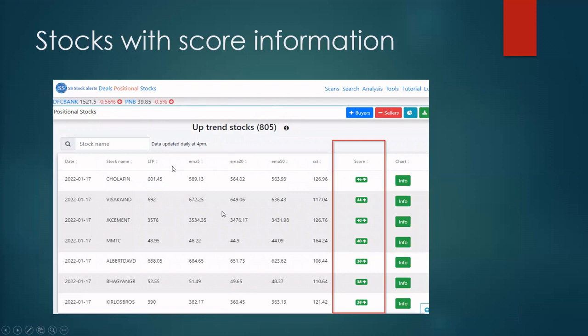Next, where to get the stock score? All over the SS Stock Alerts, you can see the score. But if you want to see all the stocks based on the score, you can just click on the positional feature, and you'll get all the trending stocks in the NSE. So you can see the score. By default, this data gets updated at 4 p.m. So until 4 p.m., the data stays the same.